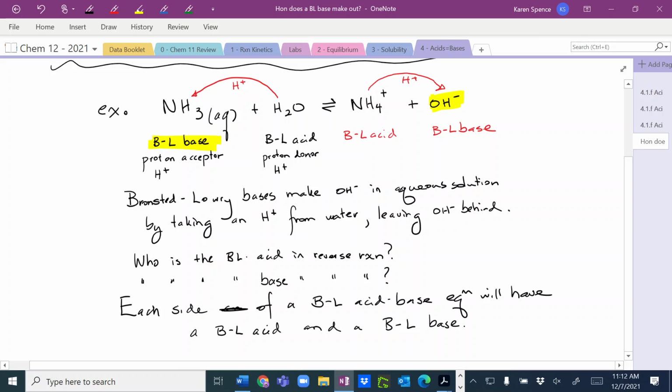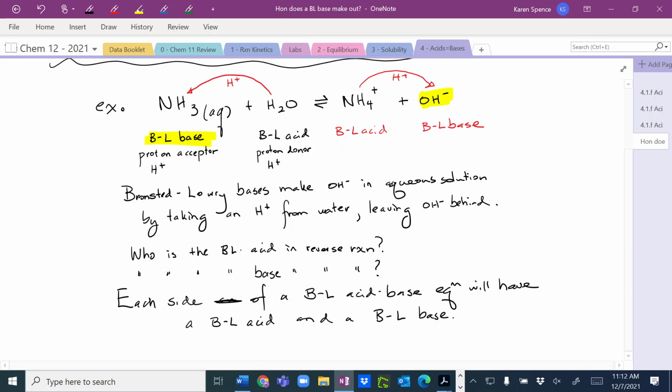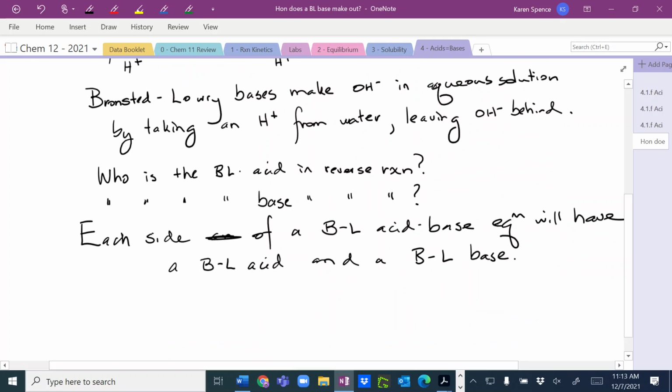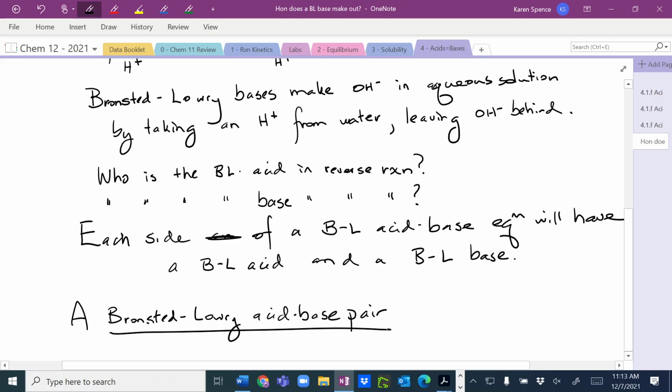Could you identify for me a Bronsted-Lowry acid-base pair? Do you guys know what that means yet? A Bronsted-Lowry acid-base pair is a Bronsted-Lowry acid and its conjugate base.